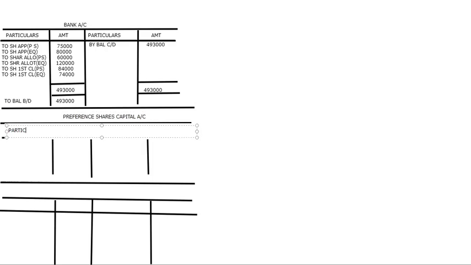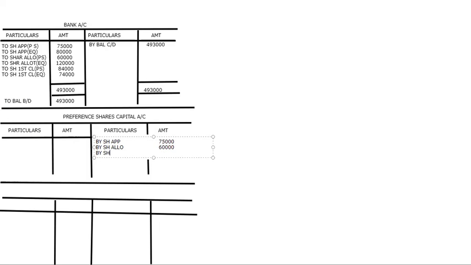So I'm going to write particulars, amount, plus amount. Now preference share capital, all the time we have posted on the credit side, and basically it is of capital, so it will be on the credit side only. So now we are going to write by share application. So share application was 75,000. Then we'll write by share allotment. So preference allotment price was 60,000.